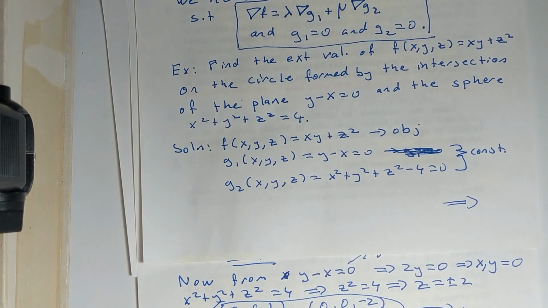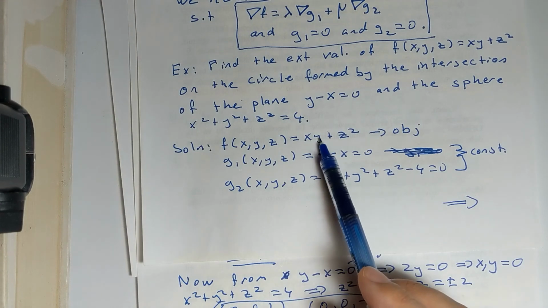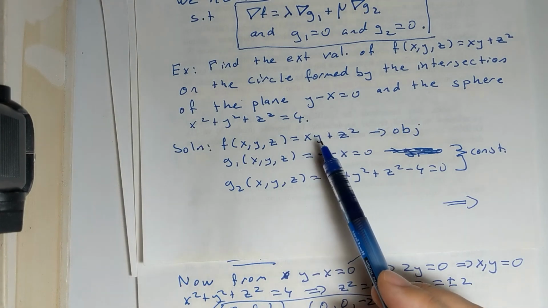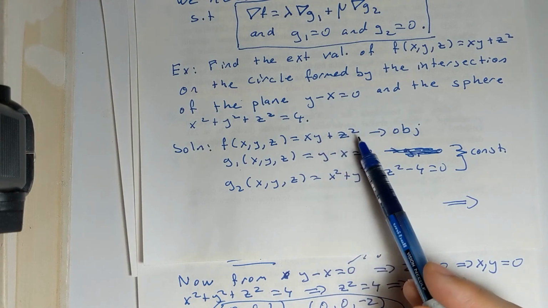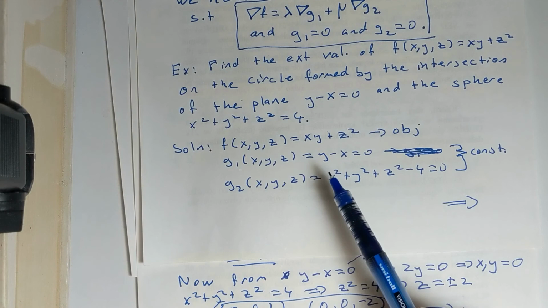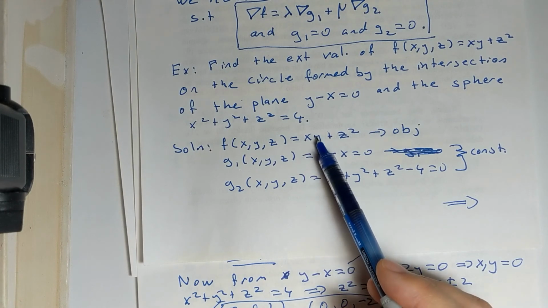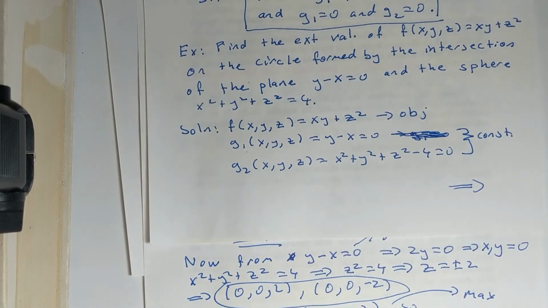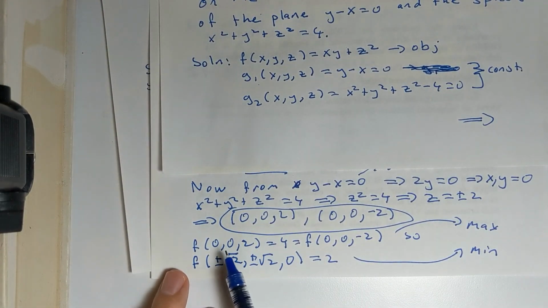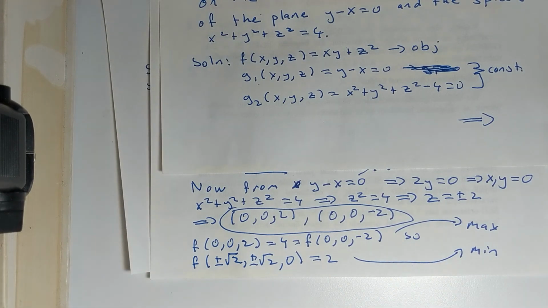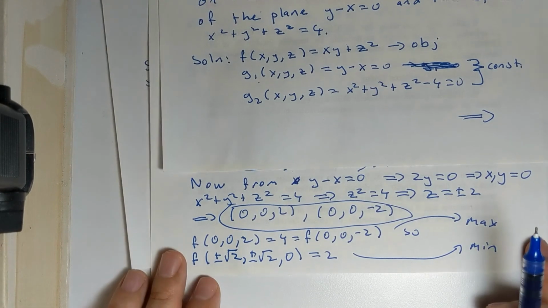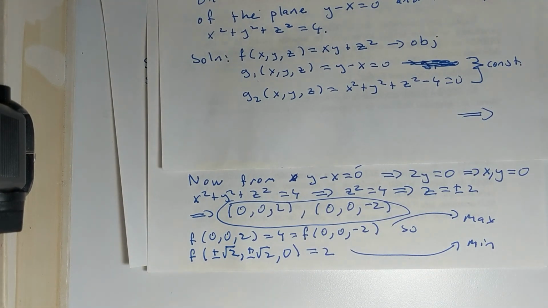What about when you plug in square root 2, 0? Well, square root 2, that's going to give you 2 times square root 2 times square root 2, that's going to give you 2, plus 0, well, that's just 2 in total. And minus square root 2 times minus square root 2, that's again going to be 2, plus 0 is again 2. So in both cases, f of 0, 0, 2 is equal to 4, f of 0, 0, minus 2 is equal to 4, f of plus or minus square root 2, 0 is 2, okay, for those 2 points. So this guy is the max, and this guy is the min on the surface that we're interested in.